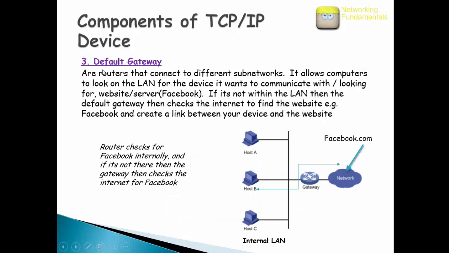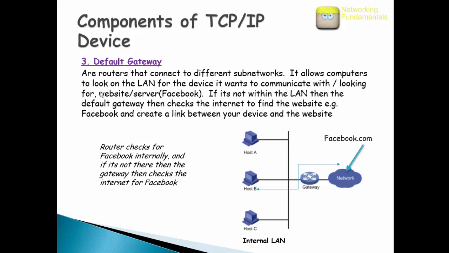Okay, so the next one we're going to look at is your default gateway. Basically the default gateway is a router that connects to different subnetworks. It allows computers to look at the LAN for the device it wants to communicate with or is looking for. Okay, so for this example I've mentioned Facebook.